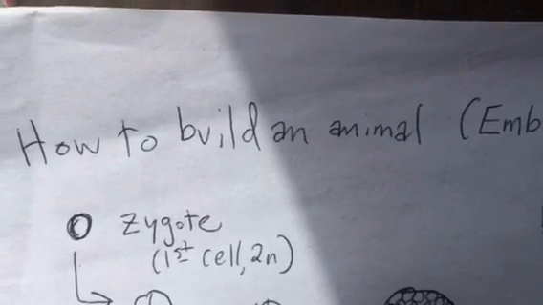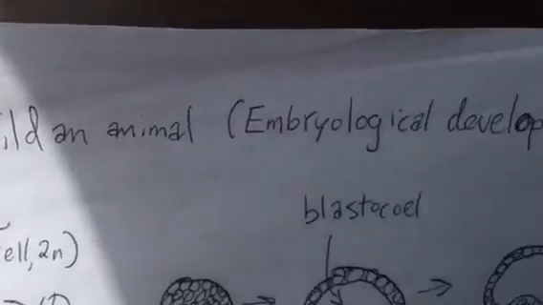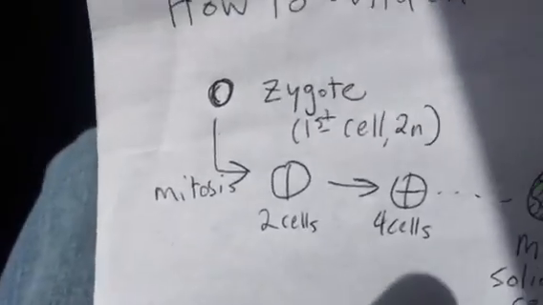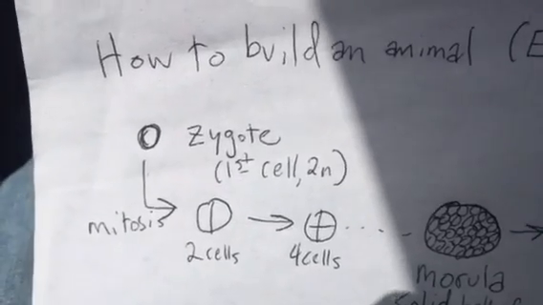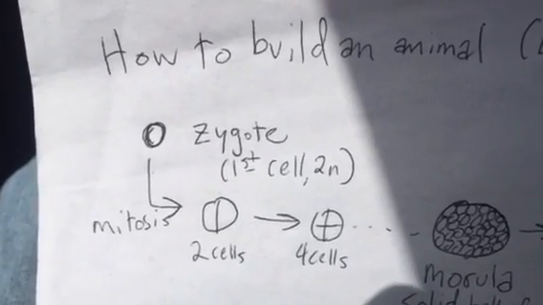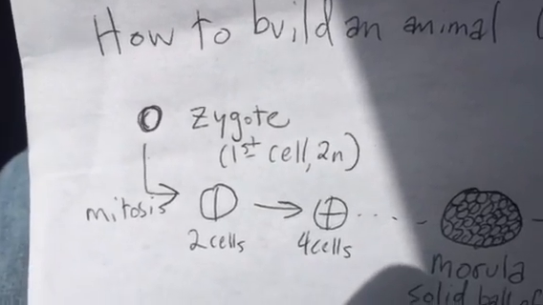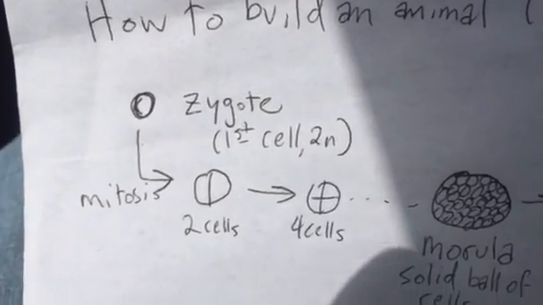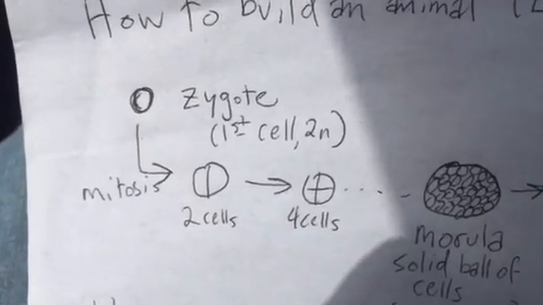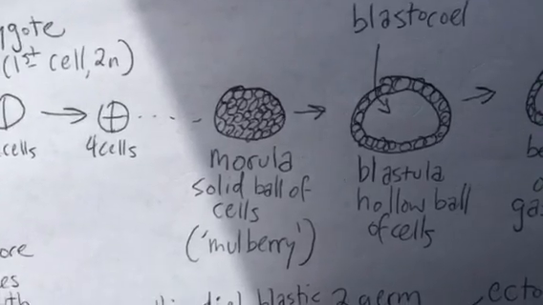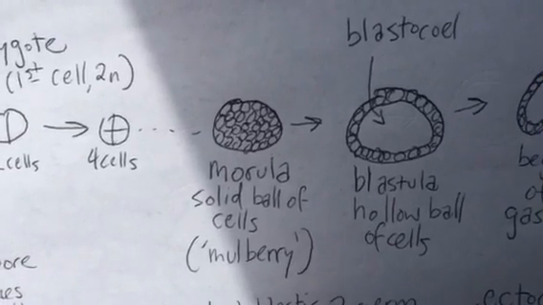Okay, so this is how to build an animal, also known as embryological development. All animals start out the same way as a zygote, that first cell that is diploid, that's derived from the fusion of gametes, sperm and egg. It's going to divide by mitosis into 2 cells and 4 cells, and eventually it's going to form a morula, which is a solid ball of cells.